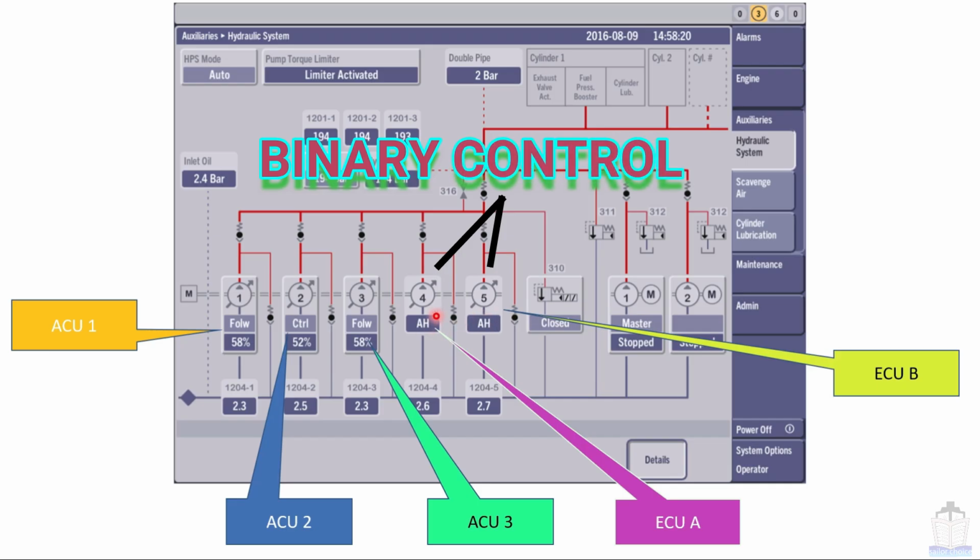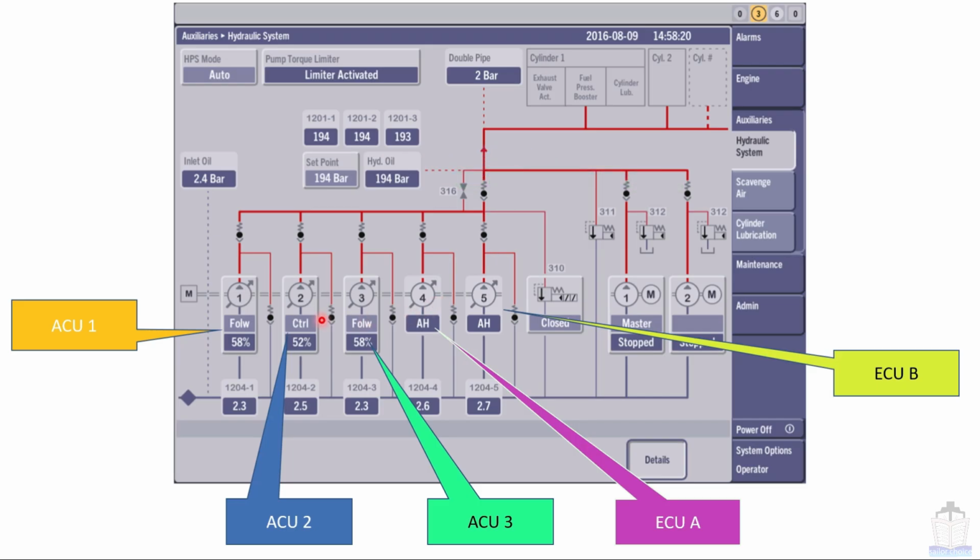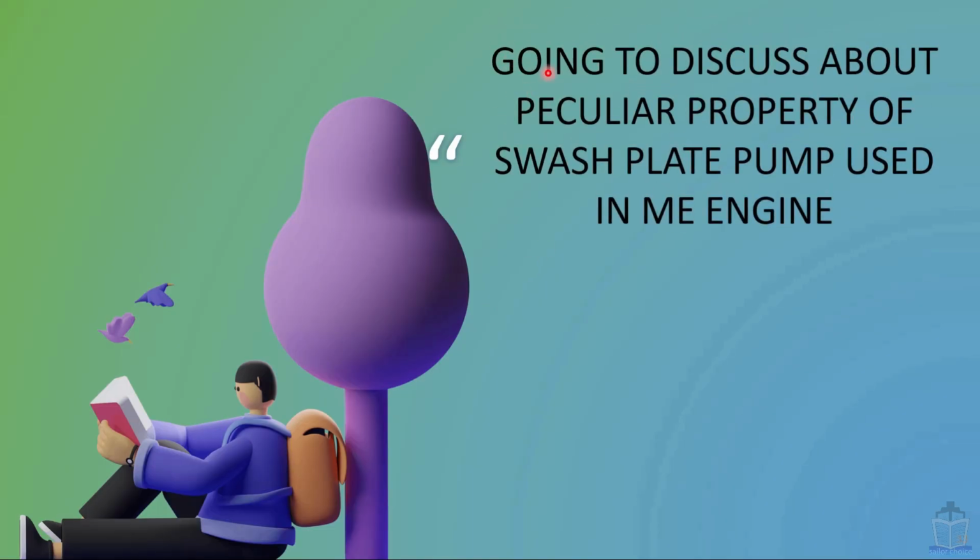That means either they will run in full ahead or in full astern, and these 3 pumps are of variable delivery type. That means the amount of flow can be altered, but in these pumps the amount of flow cannot be altered. They will run at full load in ahead direction or in astern direction. Now going to discuss the peculiar property of the swash plate pump used in the ME engine.